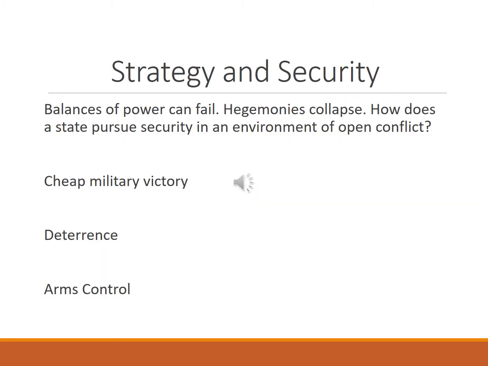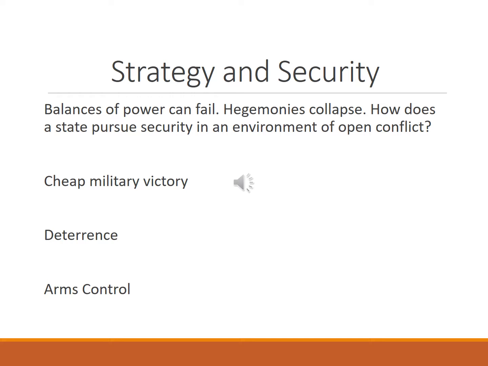And the overriding assumption here is that balances of power do not always work, that sometimes they collapse, sometimes they fail. And on the same token, sometimes hegemonies fail. Sometimes powerful states become less powerful for whatever reason because of external or internal pressures. Hegemonies no longer have the ability to lead. So what does a state do in these periods where you don't have these mechanisms that exist to sort of preserve the peace and stability?